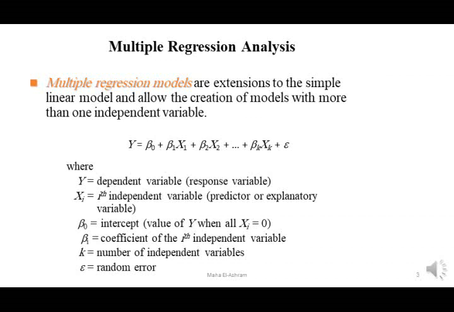According to this, we have in this equation a number k of independent variables x1, x2 till xk, and the equation is y equals beta naught plus beta 1 x1 plus beta 2 x2 till beta k xk plus, of course, the error part. So y is the dependent variable or the response one. X1 is the first independent variable or the first predictor. Beta 2 is the coefficient of the second independent variable, and so on till beta k is the coefficient of the independent variable number k.